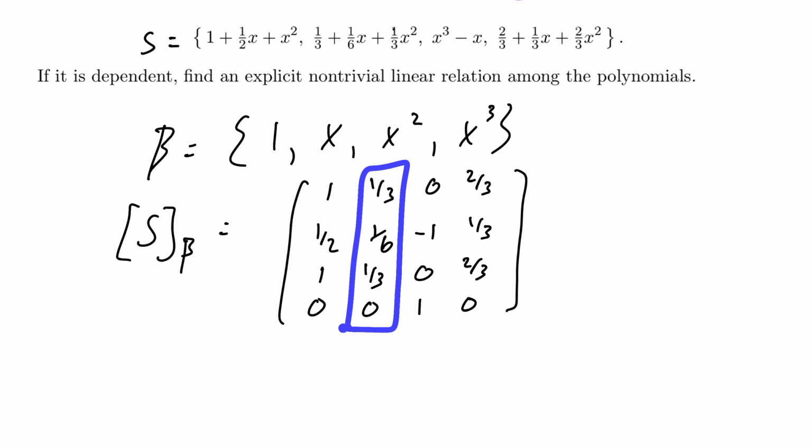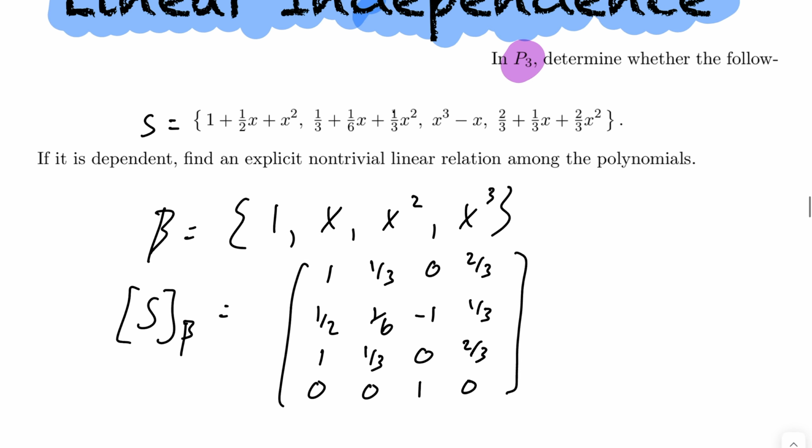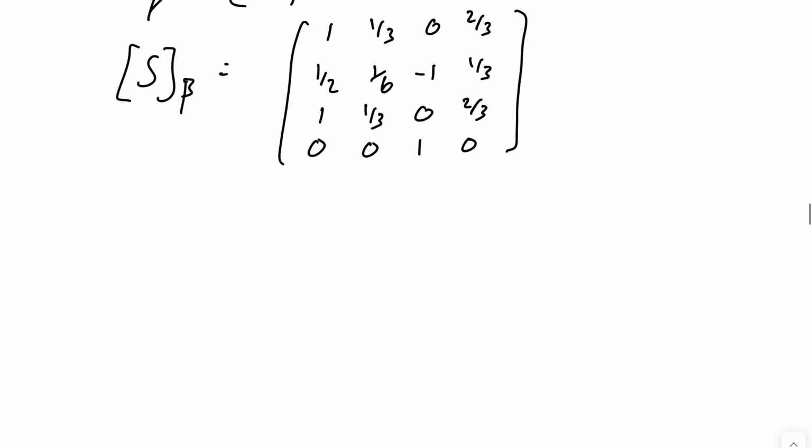Then this combination here represents this vector, right? A third times your first vector, a sixth times your second vector, a third times x squared, and there is no x cubed, hence the 0. And we continue on in that fashion. So I have my set S now written with respect to my basis vectors.